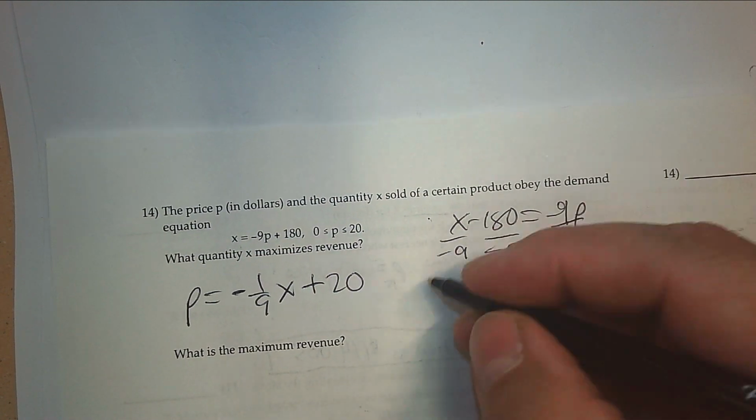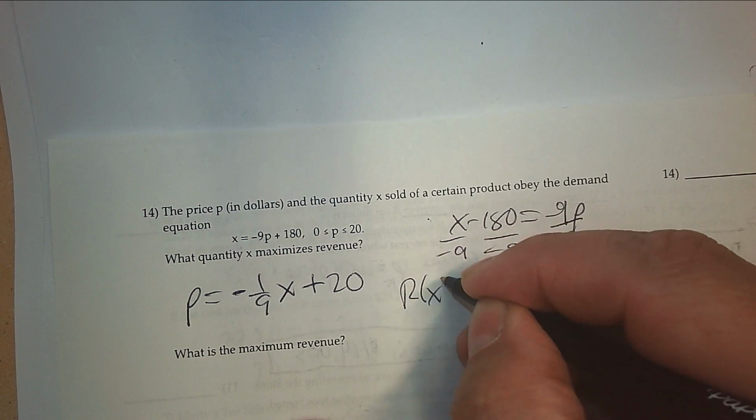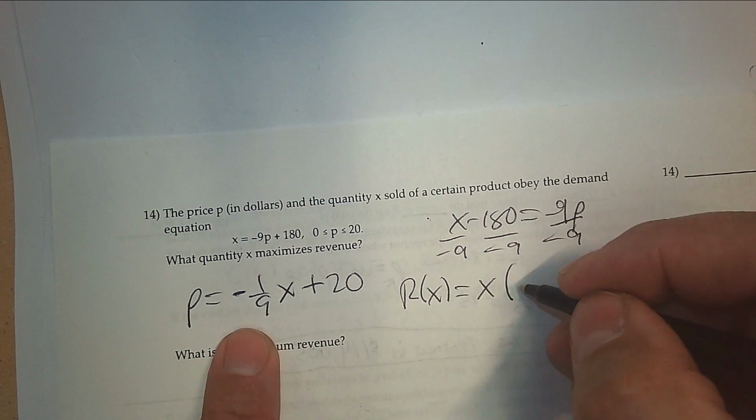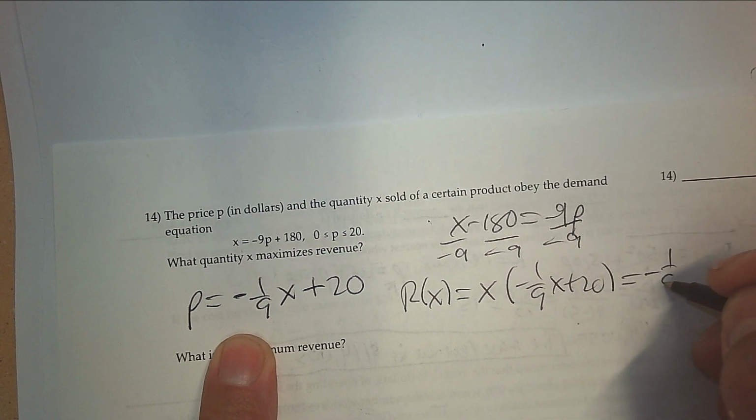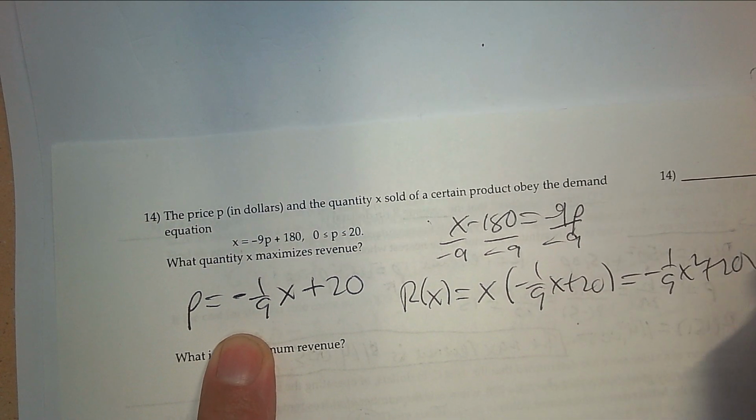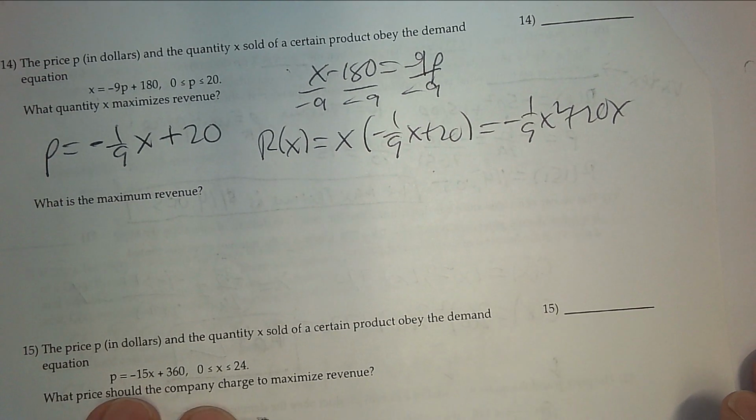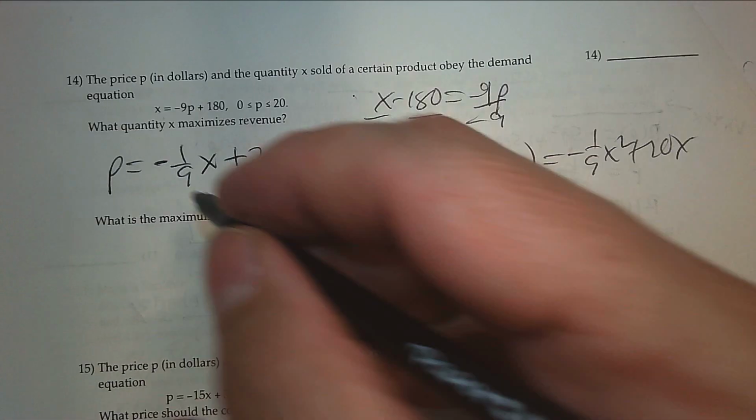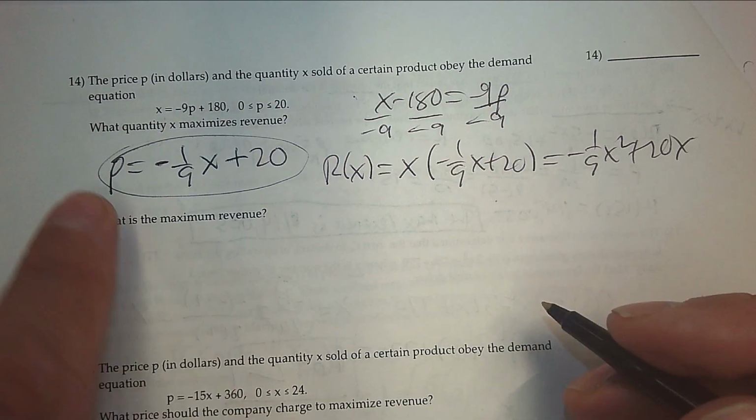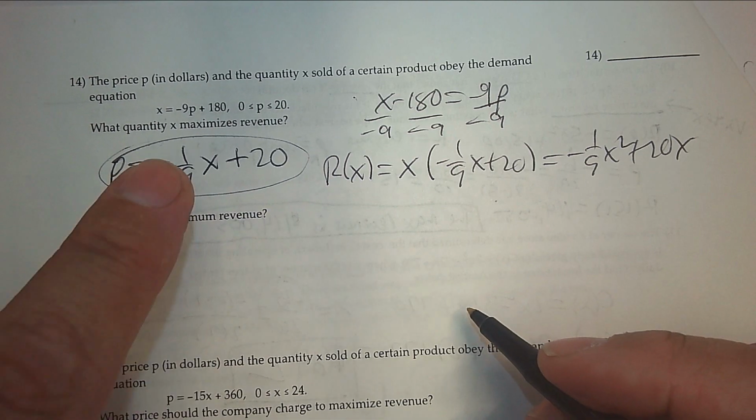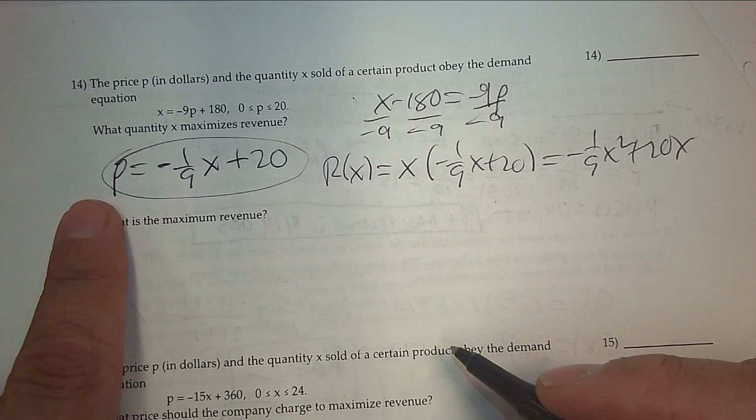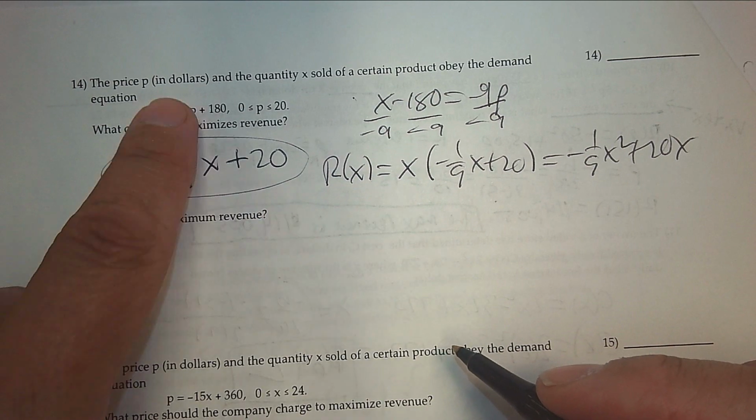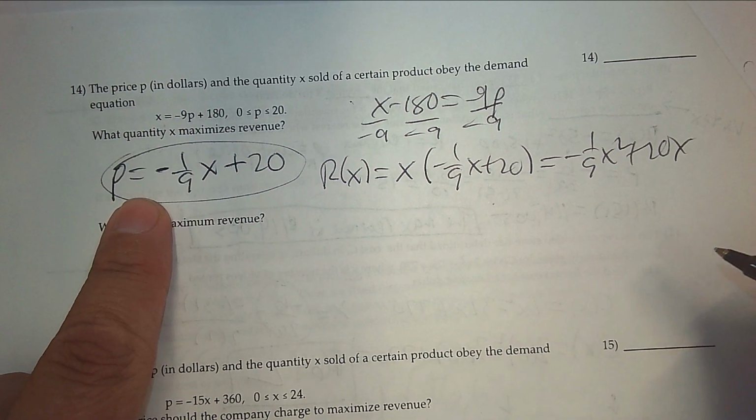So then the revenue in terms of x would be x times that. And that would be negative 1/9 x squared plus 20x. So step one is solve for P, because I needed to know the price in terms of x, and then multiply that times how many. So that's the price times how many you're selling. So I need to know what P equaled. It didn't give me that, so I had to solve for that. Then I'm going to multiply it together.